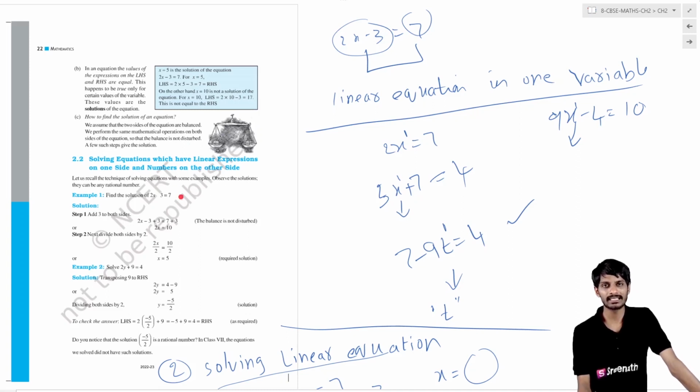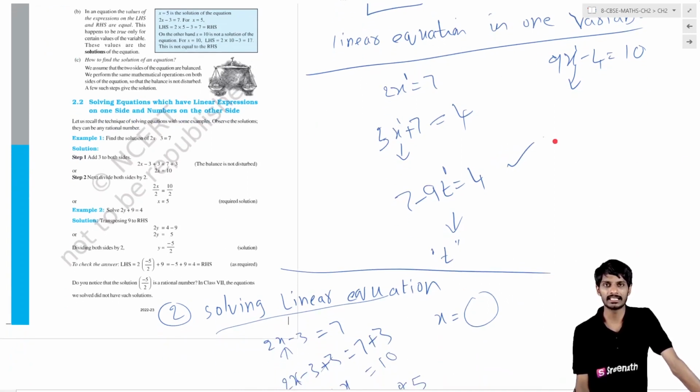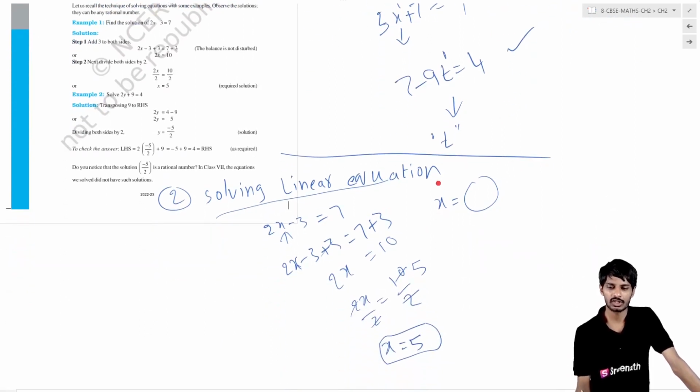Then second, solving linear equations. How to solve a linear equation? The simple way of solving any linear equation is that our final aim is to find the value of the variable, that is x.